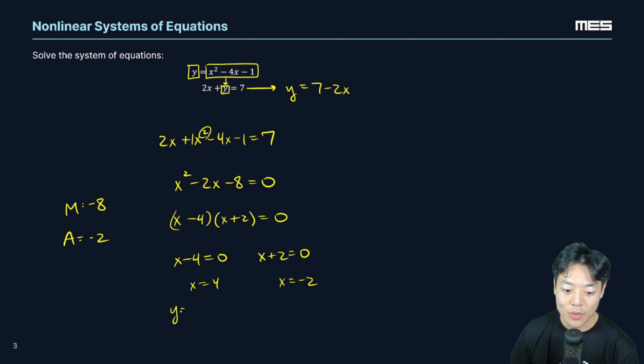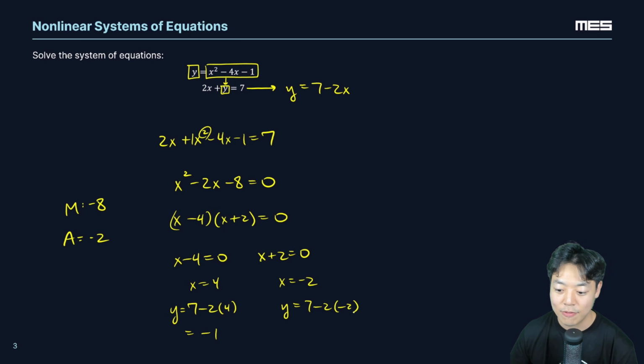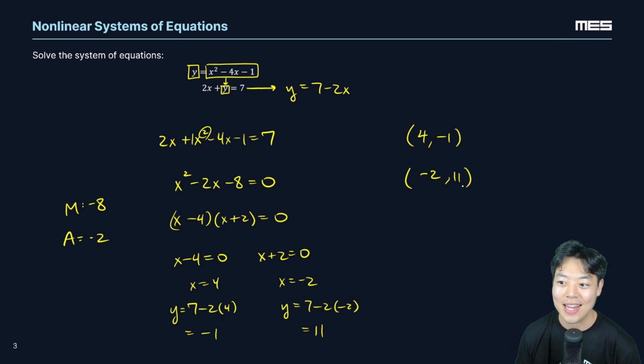We get y is equal to 7 minus 2 times 4, and that's equivalent to negative 1. When we plug in the negative 2, we get y is equal to 7 minus 2 times negative 2. That's plus 4, equals 11. So our two solutions to the system of equations are (4, negative 1) and (negative 2, 11). And those are the points of intersection of this parabola with this line.